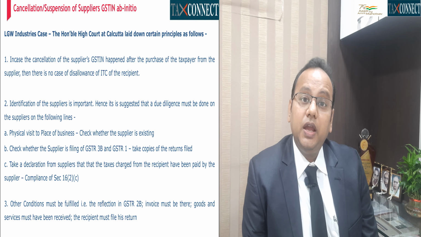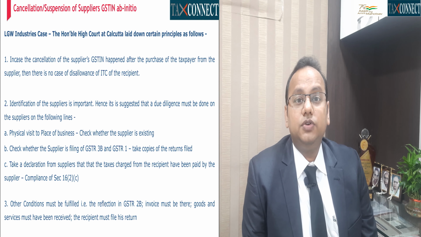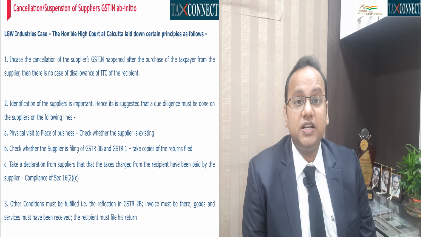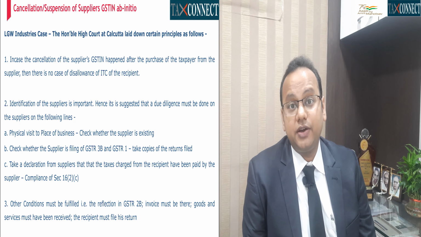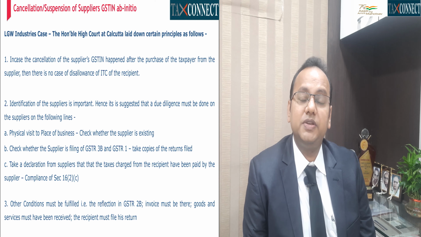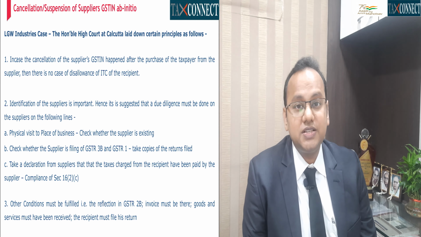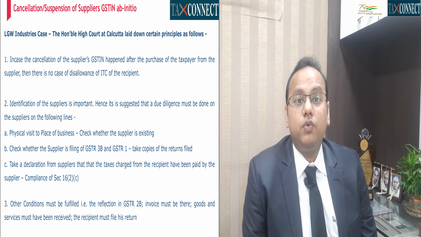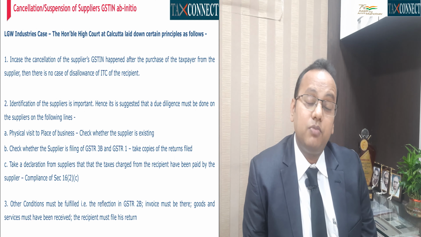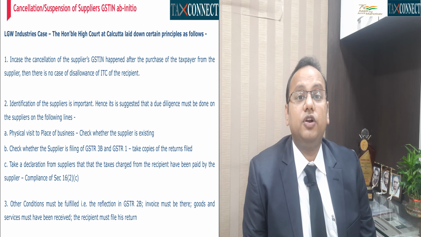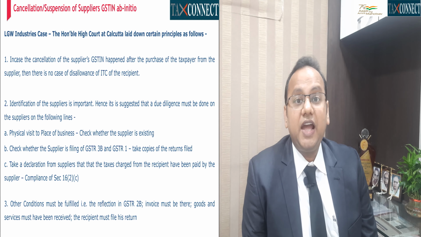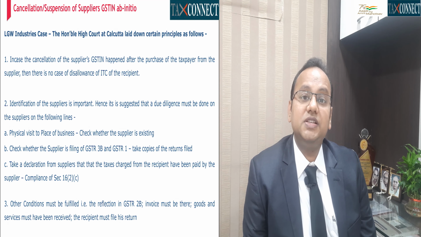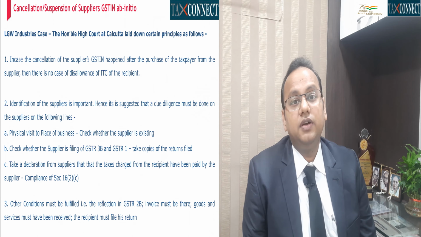One, it may be worthwhile to do a physical verification of the place of business of your suppliers to understand whether they are actually existing or not in the place of business mentioned in the GSTR C. Two, to take the GSTR 3B and 1 filed by the suppliers, and most important, to take a declaration from them that the tax which they have charged you and you have paid as a recipient of goods or services have been devolved by them to the department.